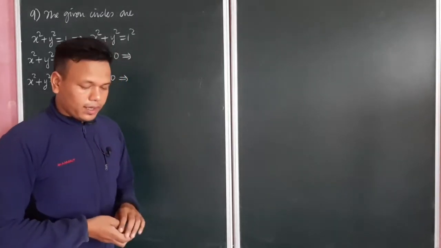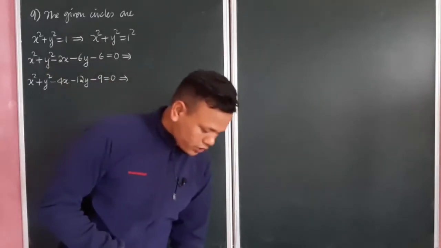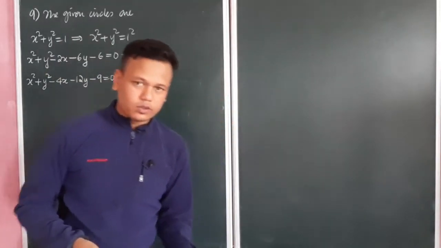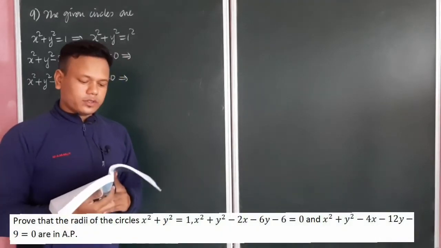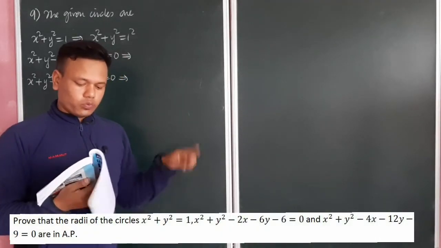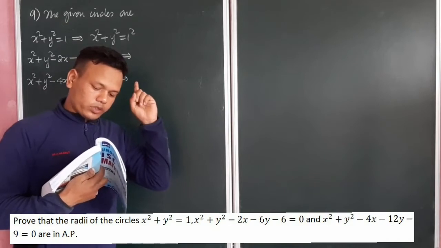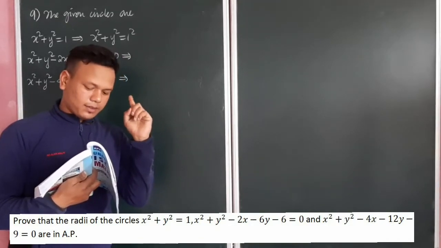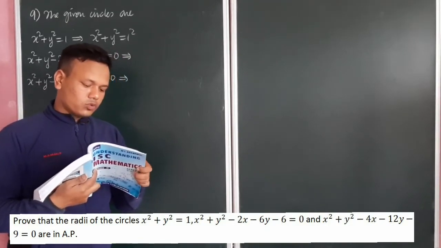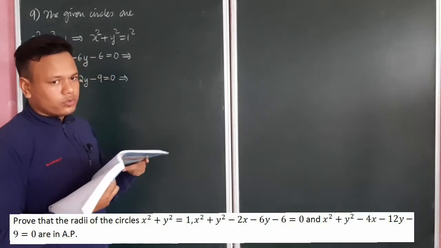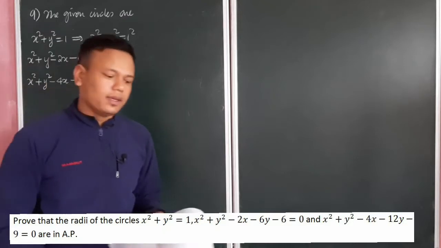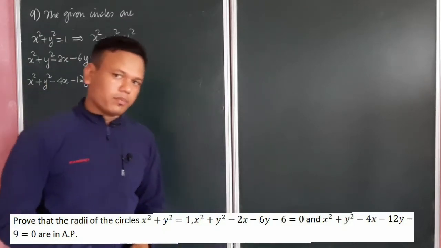Okay, so today we'll start with question number 9, and the question says, prove that the radii of the circles x square plus y square equals 1, x square plus y square minus 2x minus 6y minus 6 equals 0, and x square plus y square minus 4x minus 12y minus 9 equals 0 are in AP. AP means arithmetic progression.